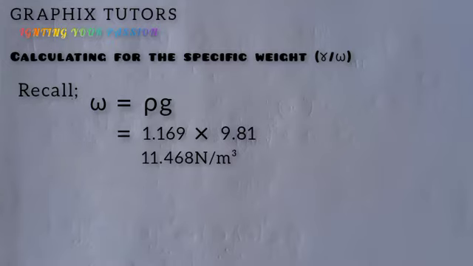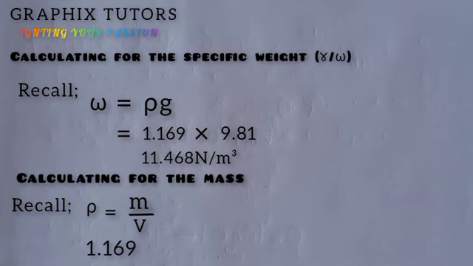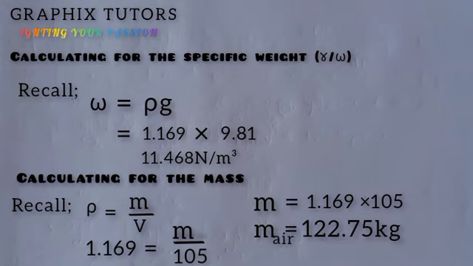The last but not the least is to calculate the mass. Now recall that the density is equal to what? The mass over the volume. Now what is the density of the air given? That is 1.169, equal to the mass all over 105, which is the volume. So if I cross multiply, the mass will be 1.169 times 105, and the mass will be equal to 122.75 kilogram. So this is the mass of the air given.